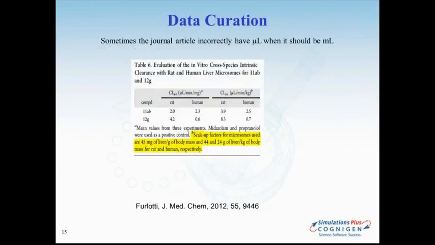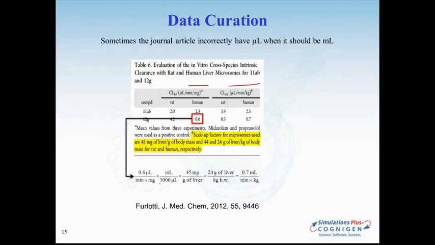These next two slides just show a little bit of data curation and some examples. In this paper from Ferletti in the Journal of Medicinal Chemistry, he gives the clearance for the microsomes and then the scaled up clearance in kilograms of body weight. If we focus on this number here, this 0.6, if you convert that to milliliters per milligram, you get 0.7, which is the value listed here.